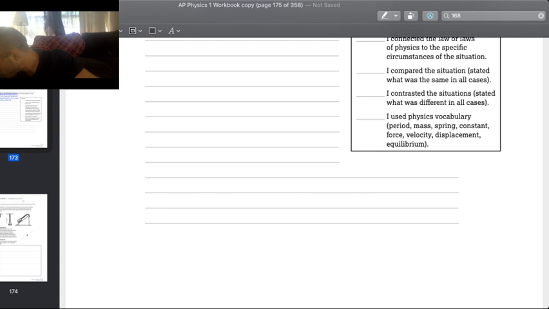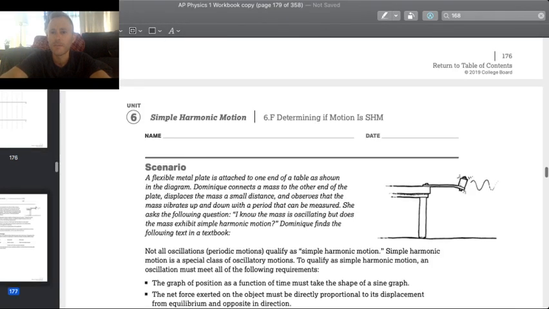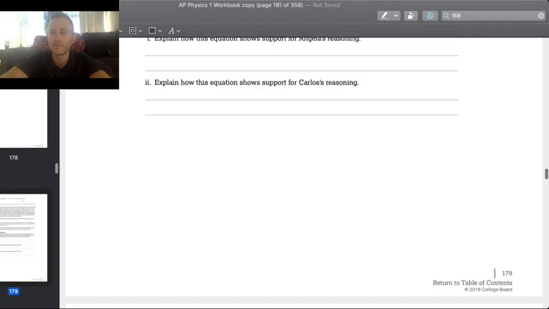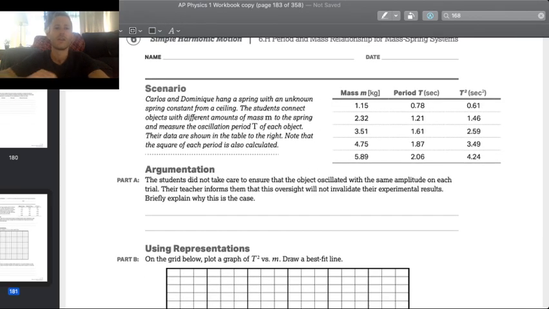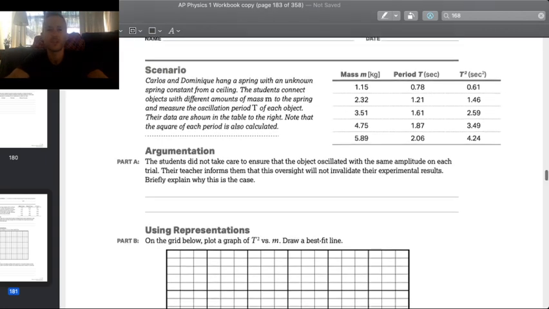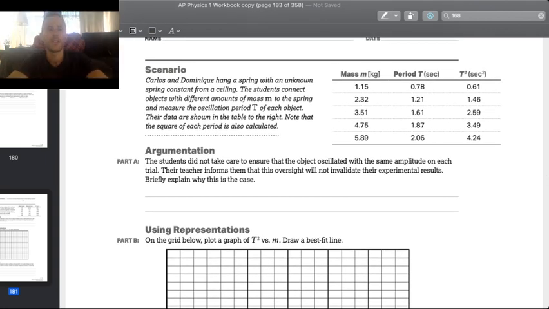The final question, the final pages I'm going to do for today, is pages 181 and 182. Okay, so here we go. Carlos, looks like this is going to be a linearizing a graph problem. Carlos and Dominique hang a spring with an unknown spring constant from a ceiling. The students connect objects with different amounts of mass, m, to the spring and measure the oscillation period T of the object. Their data is shown on the right.